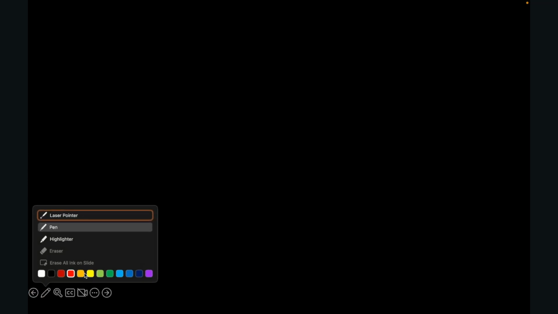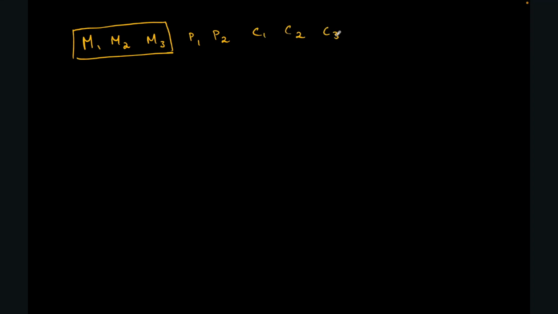I think I have space on the right side. Okay, so I have space here. Same question. The only thing is that now each book is distinct, so I'm going to write them as distinct. So I'm going to write this M1, M2, M3, P1, P2. However, I'm still going to bundle up the math, because the math books have to be together. And then we have C1, C2, C3, C4, C5.